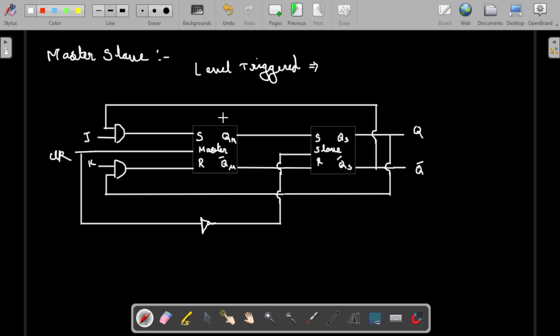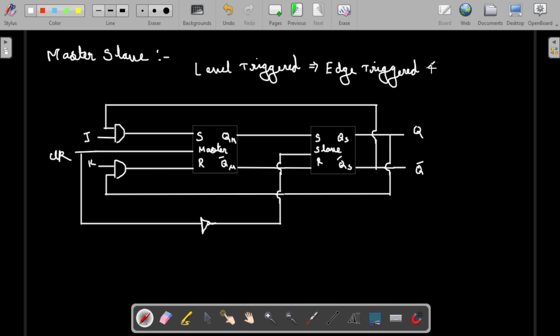Here both the things are level trigger, but you will see that they are converted to edge trigger. So let's discuss how that is happening. One difference is that the clock will be inverted to the slave and the clock will be directly given to the master. So this is the circuit for the master slave JK flip flop configuration. It is used to convert level trigger to edge trigger.